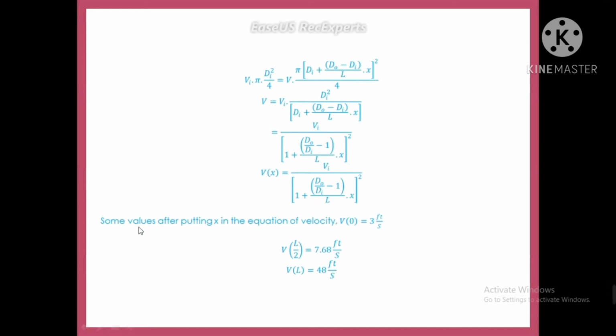After putting x equal to 0 in the equation of velocity, we get v equal to 3 ft by s. We have to find the values of v and a at 0, L by 2, and L. Performing the partial differentiation, we get V at L by 2 equal to 7.68 ft by s and V at L equal to 48 ft by s.